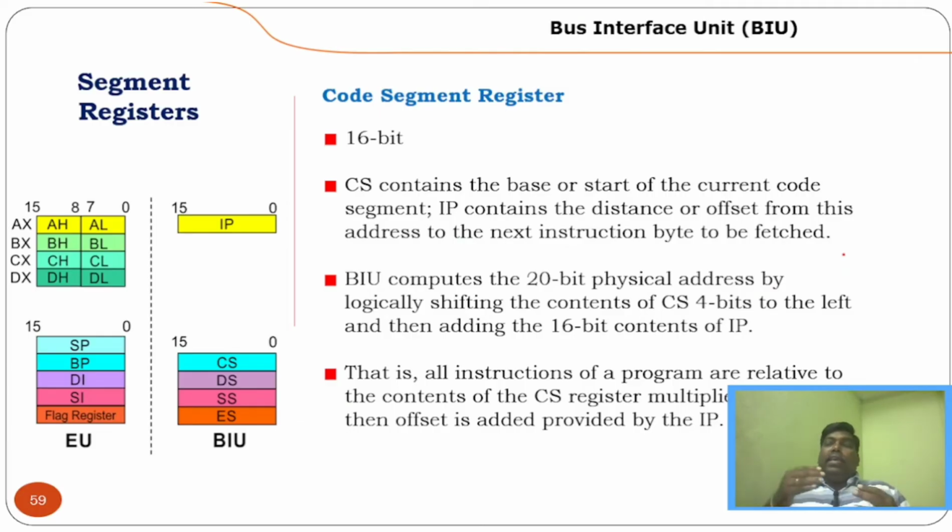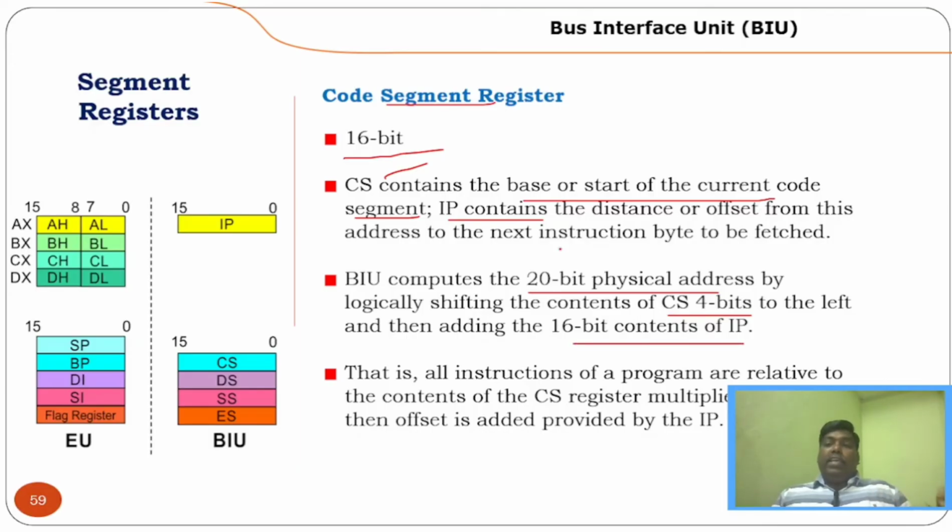And now we will see each segment register separately. Whatever I explained before is given as points here. That is, you can see here the code segment register, it is 16-bit, and it contains the base and start of the code segment, and the IP will be acting as the offset pointer for this particular code segment. And the BIU computes the 20-bit physical address by logically shifting the content of CS to the left, and then adding the 16-bit contents of IP.